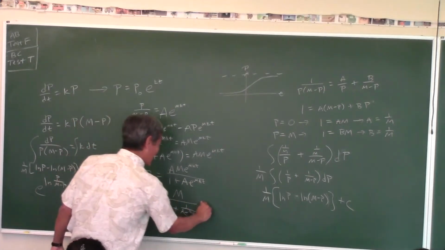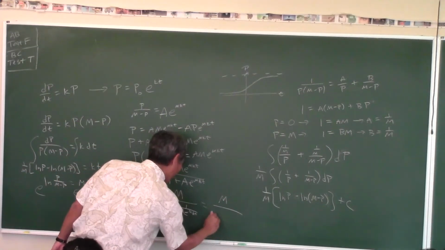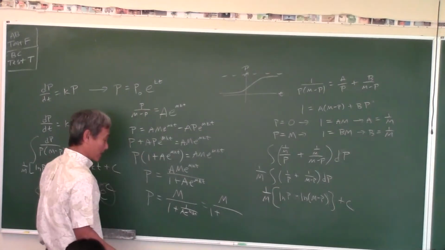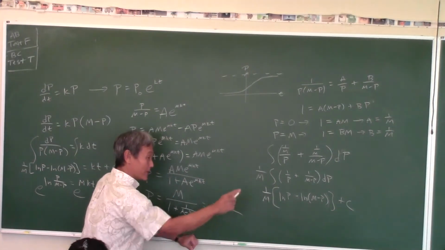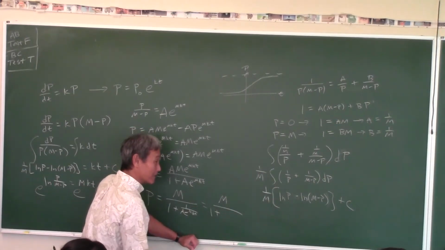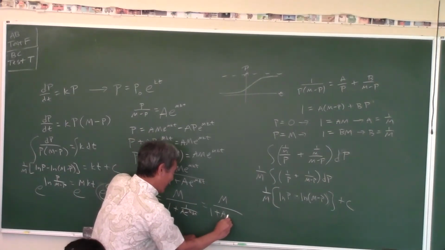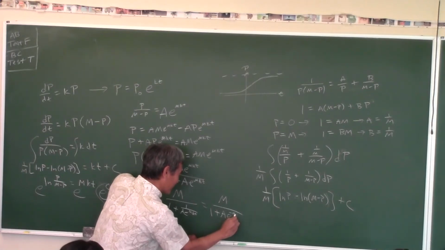That still doesn't look like the thing in the book. M over 1 plus, now in the book, how is it written? You said it wrong. You know why you get picked on? Because I'm always facing there. I see you. And one, e to the negative, A e to the negative MKT.